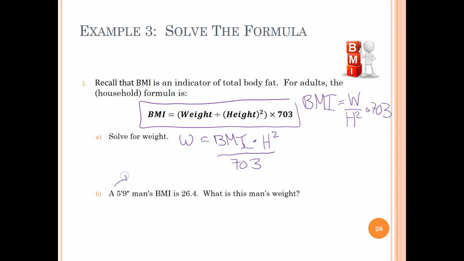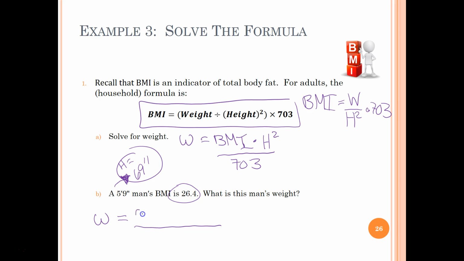Well, the first thing we have to do is convert our feet and inches to inches, if you remember. So here, 5 feet, well, that's 60 inches plus another 9 inches. It's going to give us 69 inches. And our BMI is stated as such. So here's our height and our BMI. And I'm just going to keep units out of here because they don't really cancel like we've seen in other formulas. They do, but it's a little deceiving based on what's built into that 703.